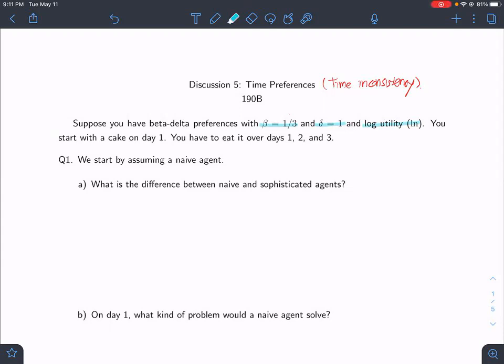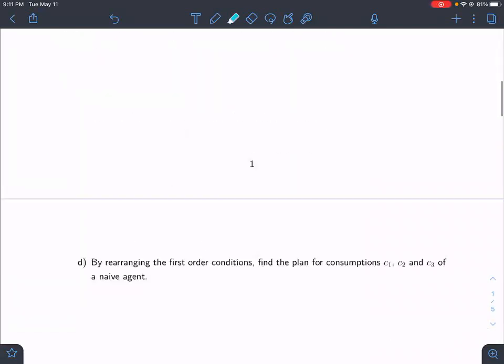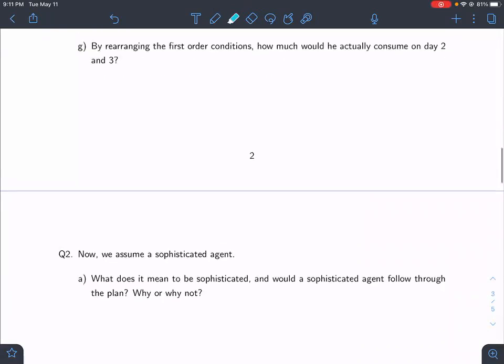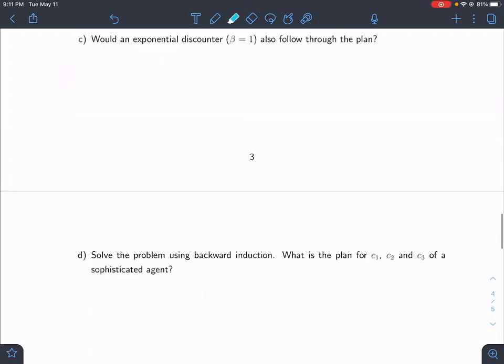And then you start with a cake on day 1. So there's 1 cake, and then you have to eat over days 1, 2, 3. So we have 3 periods. Okay. So we start by assuming a naive agent. This is the first set of the questions. And in the second question, we are assuming a sophisticated agent.